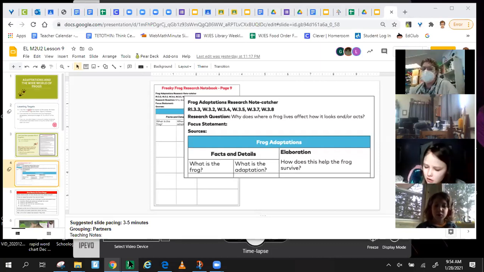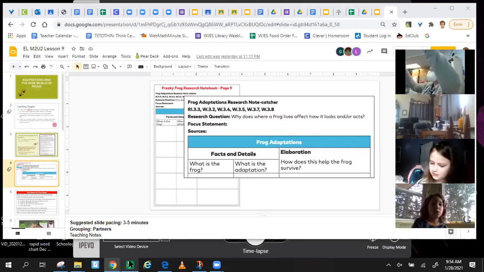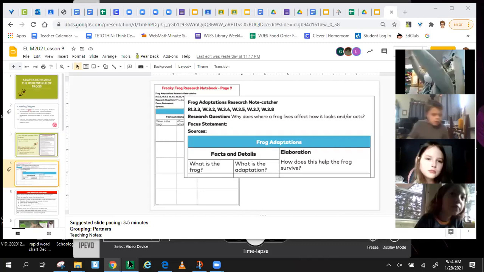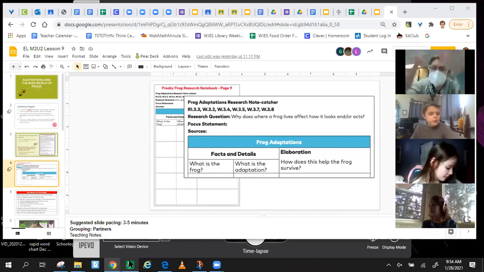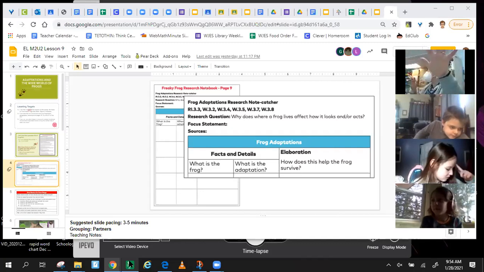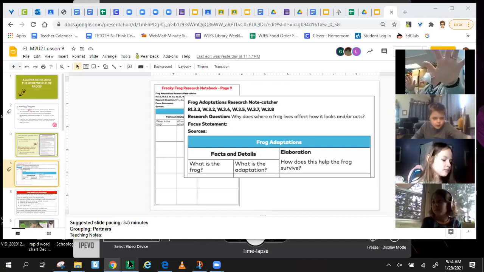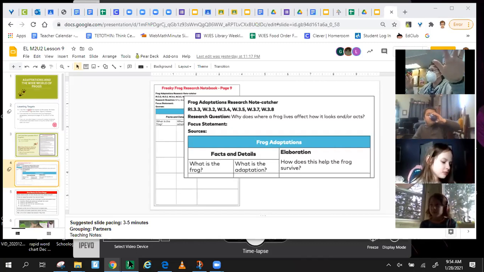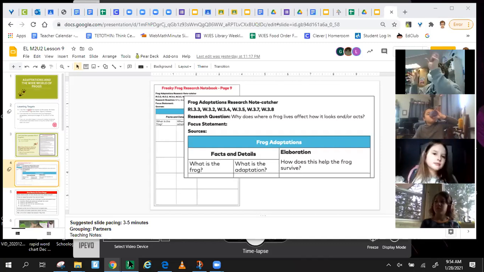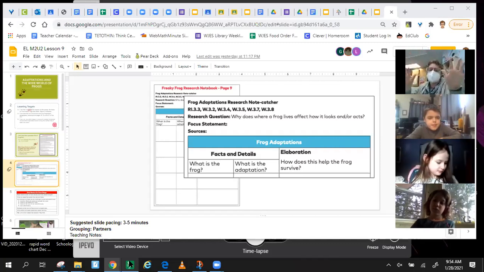Huge sticky fingers. Why would they want big sticky fingers? So they can climb a tree. Why do they want to climb a tree? To hide from predators. Very good. Is it good to have big sticky fingers in their case? Yes. So that was their adaptation.